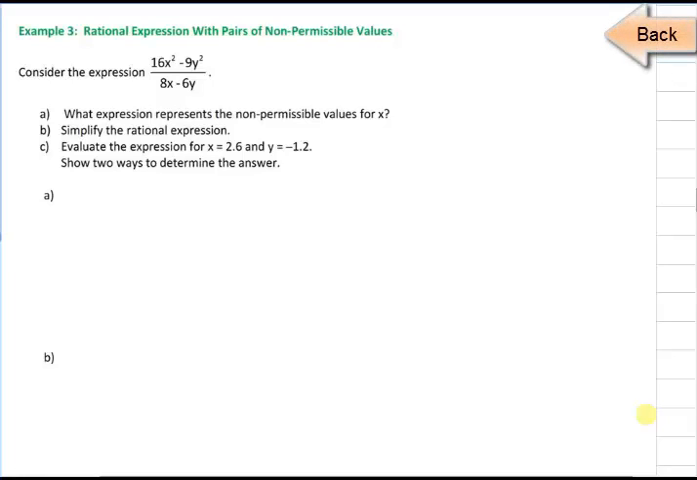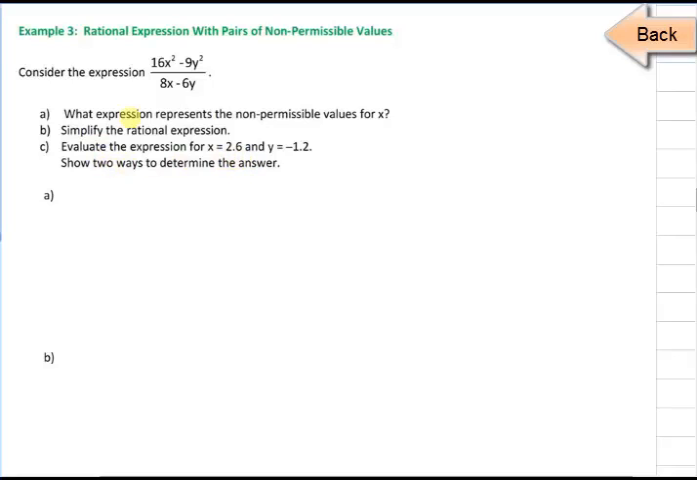In this next example, we're going to take a look at a rational expression that has pairs of non-permissible values. The expression that we're asked to consider is 16x squared minus 9y squared over 8x minus 6y. You're going to be asked three things. A, what expression represents the non-permissible values for x? B, simplify the rational expression. And C, evaluate the expression for x equals 2.6 and y equals -1.2. And you'll be asked to show the answer using two different methods.